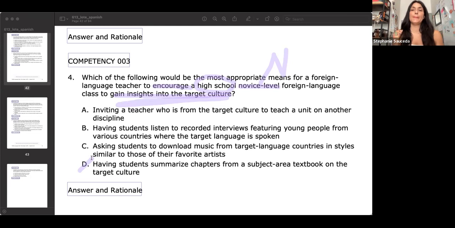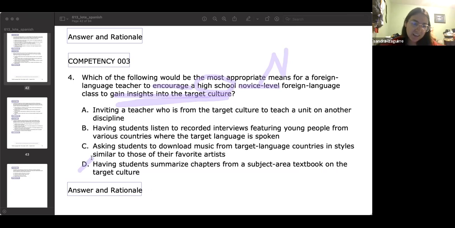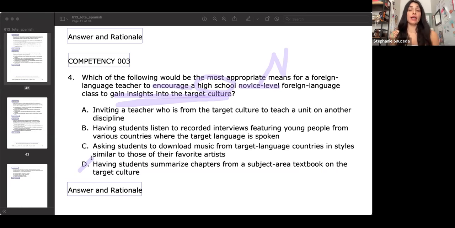We want to do... I think it's letter C, the correct one. It's more like encouraging them, asking students to download music from the target language, something they are familiar with and like, and practice with the target language, in the same style of music. Yeah, absolutely. That's one way, and that's certainly a way to get them to be interested in it.